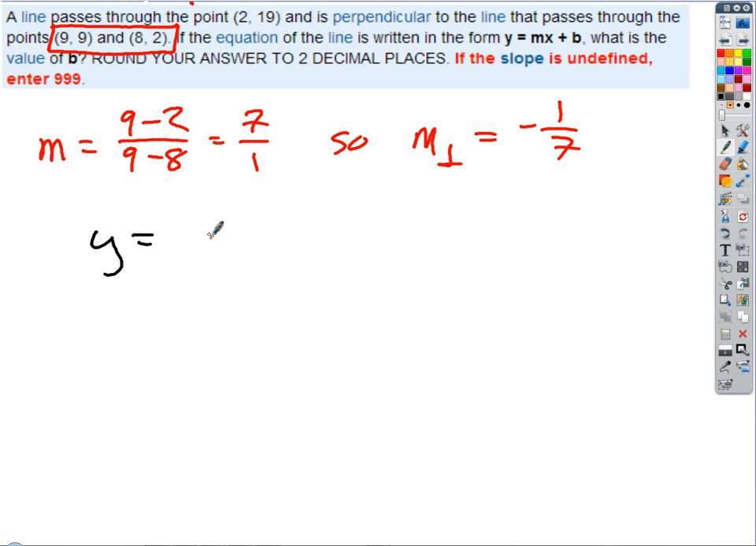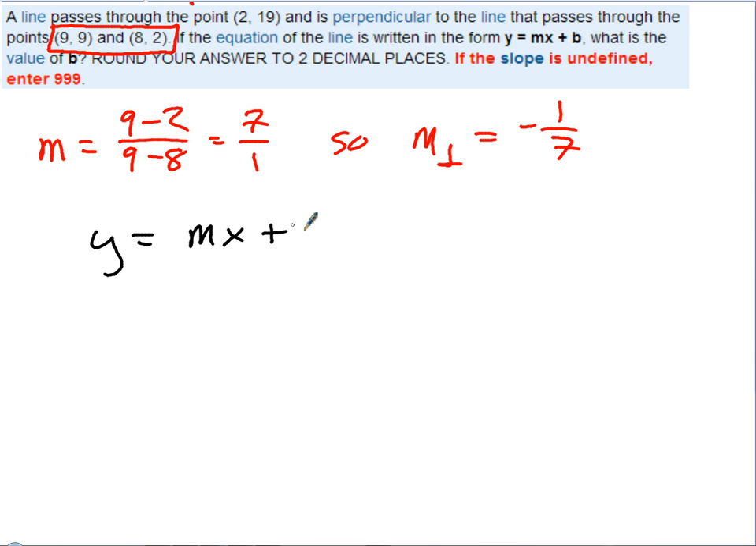Couldn't you just, if it's 7 over 1, isn't that closer to this 7? And then you just have negative 7. It's the opposite reciprocal. I know. I was just asking, isn't 7? Are you sure? Yeah.